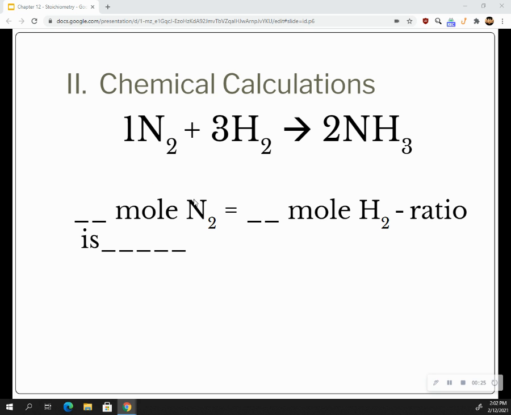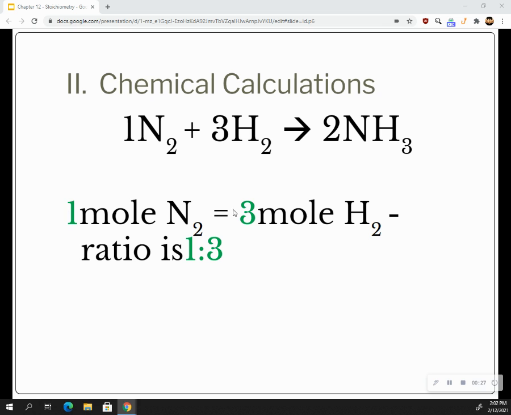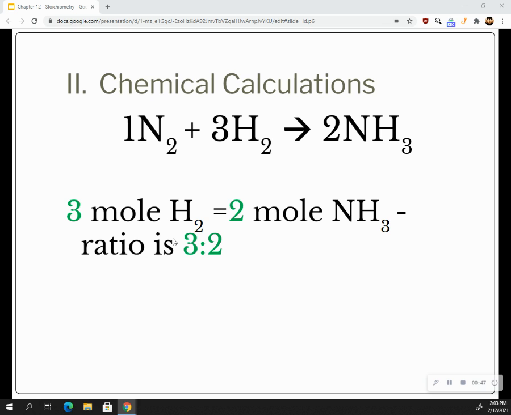So what we do is we take our 1 mole, so we've balanced our equation, so 1 mole of N2 plus 3 moles of H2 equals 2 moles of NH3. So by doing this, we know that 1 mole of N2 equals 3 moles of H2, which is a ratio of 1 to 3. Now we take our next ratio. We see that 3 moles of H2 equals 2 moles of NH3. So that is a 3 to 2 ratio.